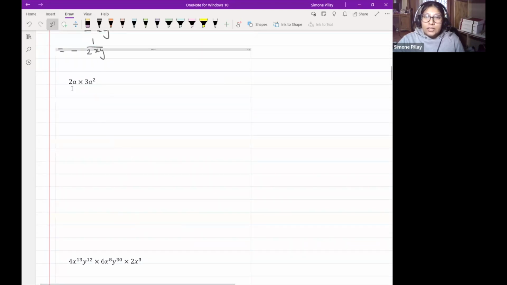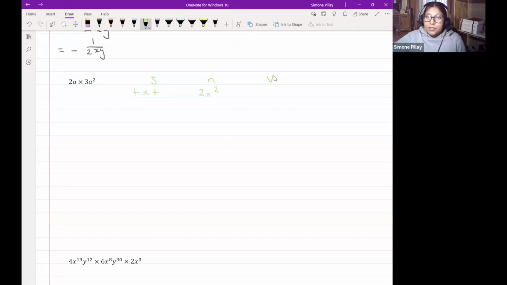So we have our next one over here. It is 2a times 3a squared. You guys can raise your hand to help or answer in the chat. If we do it S in V, it would be a positive times a positive. I then have my numbers, which is 2 times 3. My variables is a to the power of 1 times a to the power of 2. And what do I know? When I'm multiplying powers, they have the same base, I can keep my base and add my exponents.